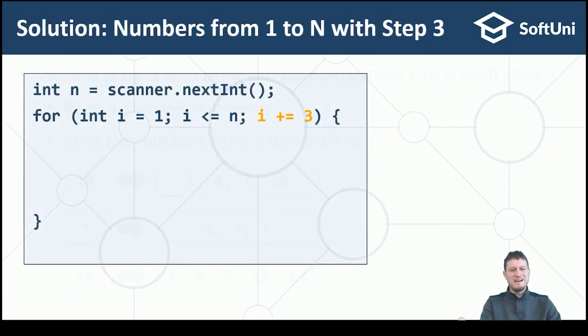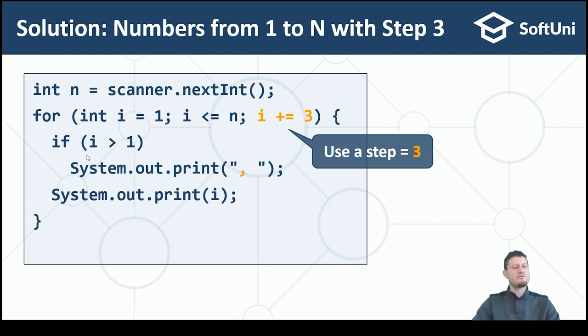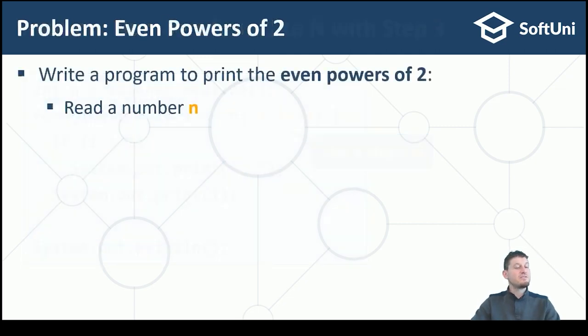Let's check what I had in mind before the start of this lesson. I read n, then I make a loop from 1 until n with the step of 3. Very similar to what I have written already. And if it is not the first step, I print a comma, then I print the number i, and finally I go to the next line because I want to print the output on a single line and go to the next one. This is the normal process in console-based applications. Okay, so we are ready for the next problem.